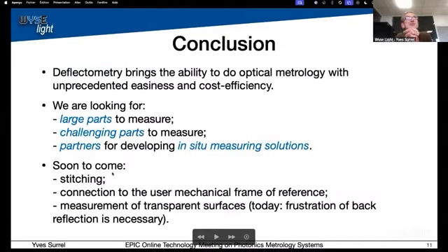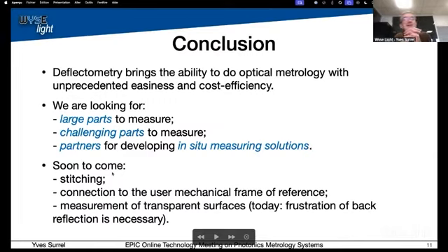So as a conclusion, simply this technique, which is, once again, not well known, and many people confuse deflectometry and reflectometry. And in our exhibitions, we many times have to explain what deflectometry is, even to senior optical engineers. And it brings the ability to do optical metrology with unprecedented easiness and cost efficiency.